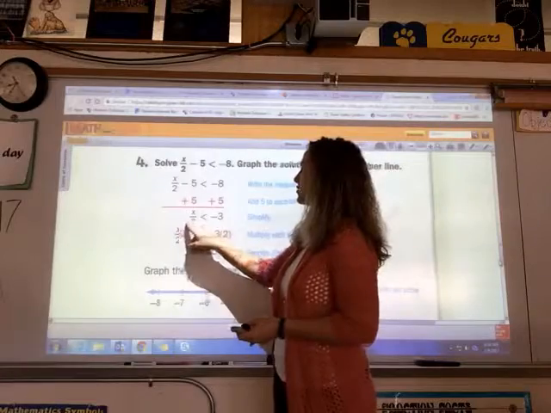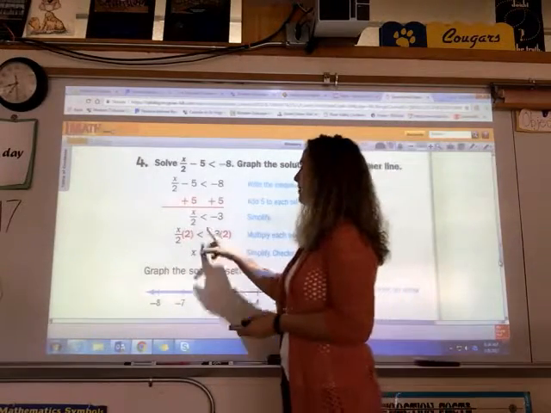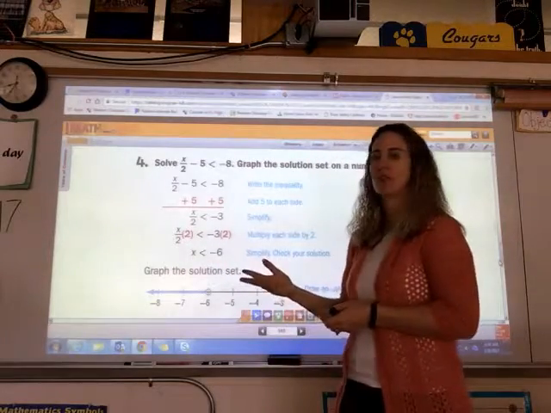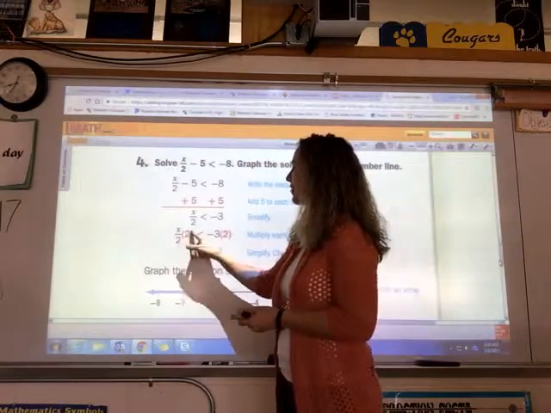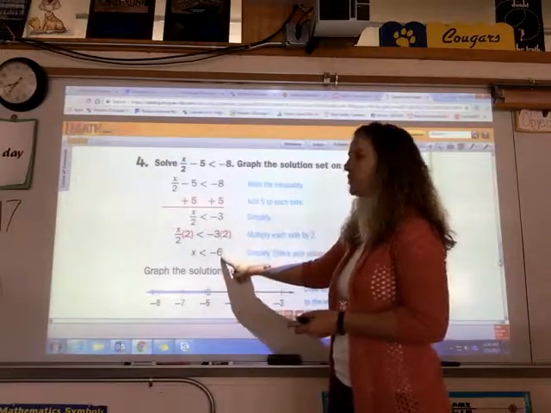Now, in order to solve this, we're going to have to multiply both sides by a positive 2. Because it's positive, my inequality symbol is going to stay the same. So 2 divided by 2 cancels out to become 1x is less than negative 3 times 2, which is negative 6.